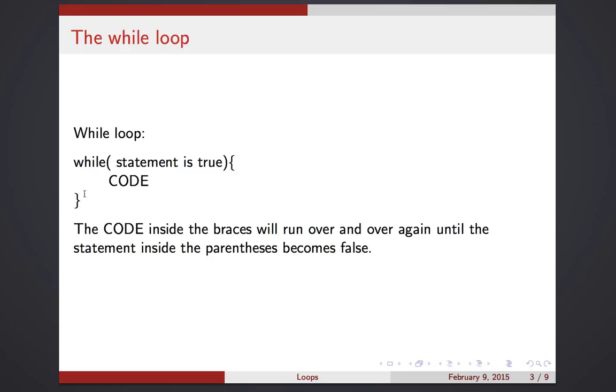So basically what will happen here is if this statement is true, this code will run. Once this code is done and you get down to the end of the loop, the computer will ask, is this statement still true? If it is, this code will run again. Over and over and over again, until this statement inside the parentheses becomes false. If this statement inside the parentheses is false from the get-go, then just like with an if statement, the computer will skip right over this while statement here.